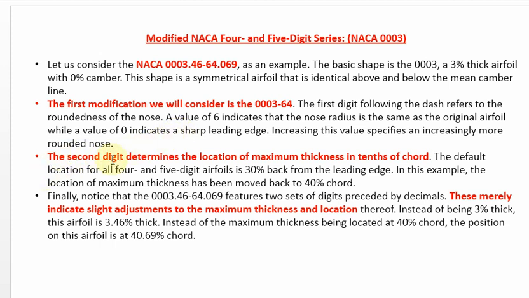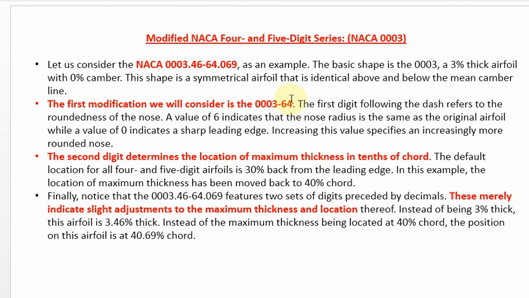The second digit determines the location of your maximum thickness in tenths of the chord. The details of the location for all 4 and 5 digit aerofoils, 30%, we discussed a few slides back. Okay, 30% from the leading edge. So in this example, the location of maximum thickness has been moved back to 40%, not 30%.